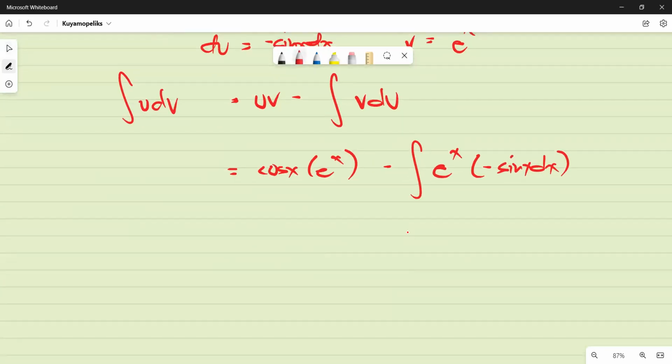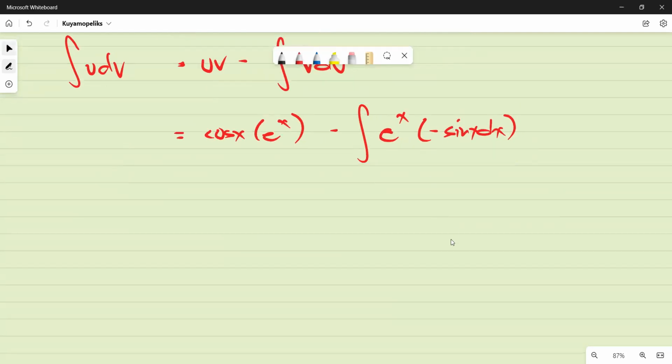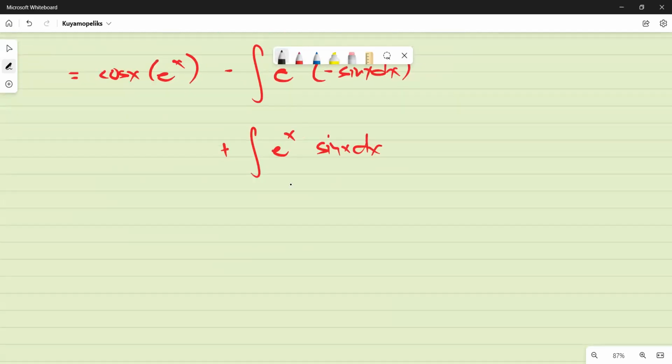Ayan, 'di ba? Naulit tayo sa dalawang transcendental functions pa rin. So, i-simplify natin 'yan para maging positive integral ng e raised to x sine x dx. Parang ganyan lang din yung kaninang given kasi dalawang transcendental. So, definitely we need to do IBP again. So second IBP natin to.